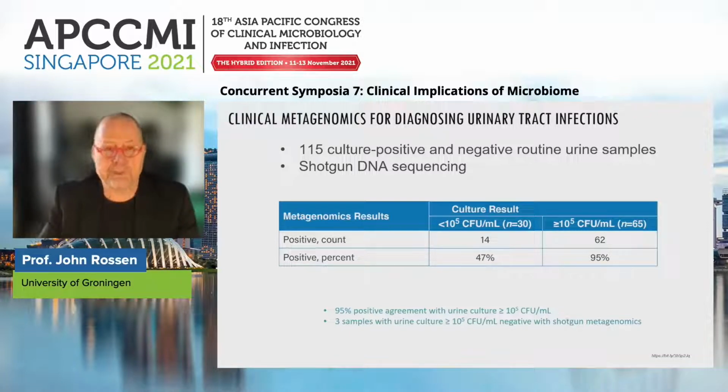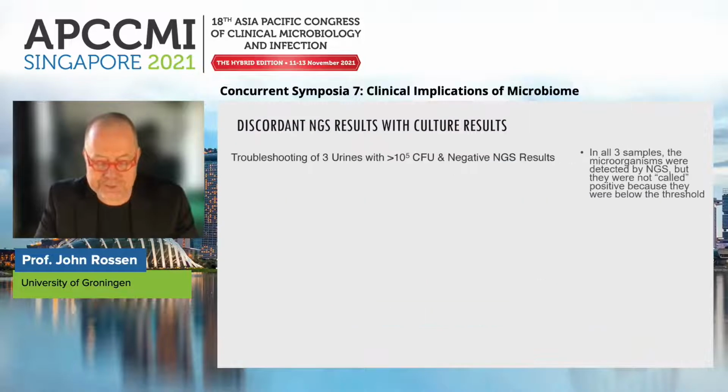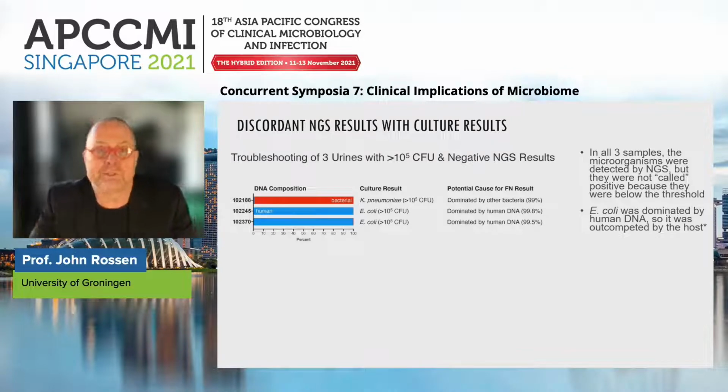So good result here, but we also see that 3 samples with urine culture with loads over 10^5 CFU per mL were negative with shotgun metagenomics. Now let us look into more detail into those samples. So when we troubleshooted these 3 urines that were positive in culture but negative in our sequencing approach, we found actually that in all 3 samples, the microorganisms detected by culture were also present by next generation sequencing, but they were not called positive because they were below a certain threshold that we always apply.